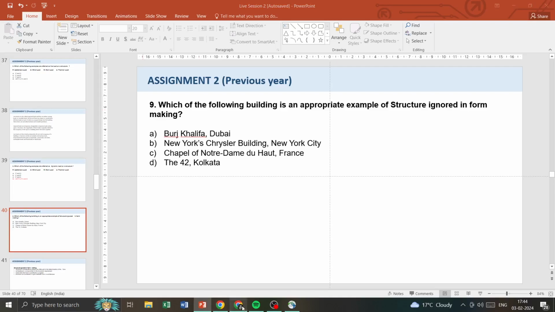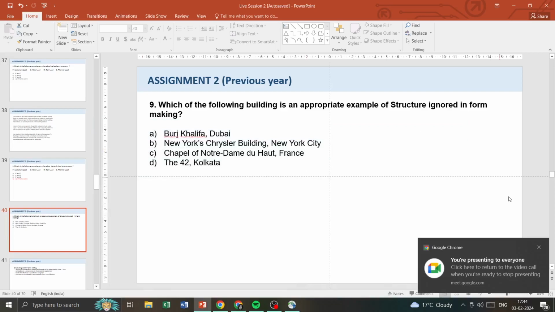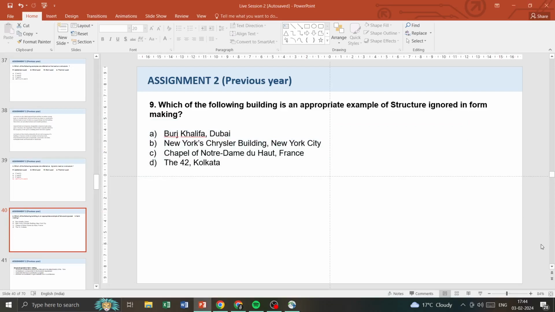Moving to question number 9. Which of the following buildings is an appropriate example of structure ignored in form making? Structure ignored in form making basically means that the form has been designed or imagined in a very peculiar or bizarre way, and the structure had to be molded according to the form rather than the building being molded according to the structure. So the 4 examples are Burj Khalifa, Dubai; New York's Chrysler Building, New York City; Chapel of Notre Dame du Haut, France; the 42, Kolkata.